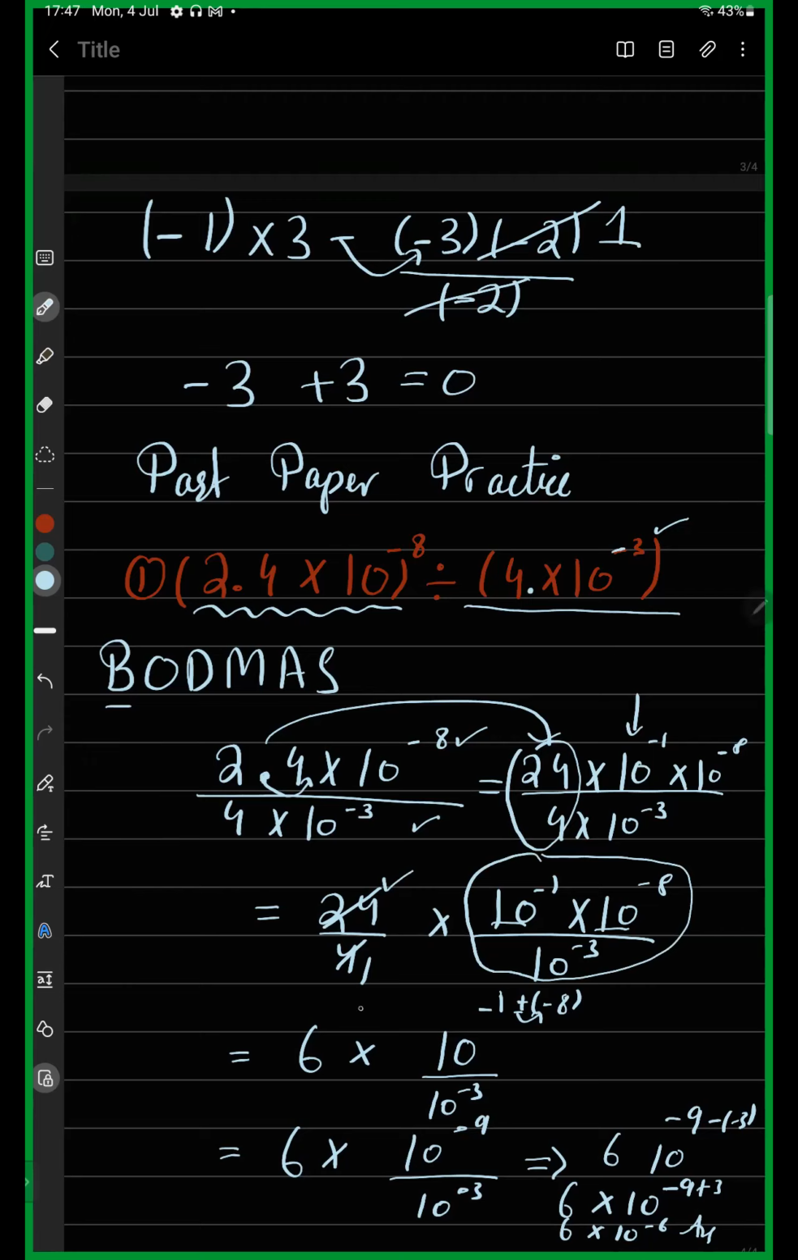24 divided by 4 gave me 6. And then for the tens part, I got 10 power. Here the bases are same. So the powers were added. The first power is minus 1 and the second power is minus 8. This would give you minus 1 plus minus 8. It gave you minus 9. And then it was being divided by 10 power minus 3. Again, we have the division sign and the bases are same. So this time around, when the bases are same, powers are subtracted. So minus 9 and then minus into minus 3. And after simplifying, we got this as the answer.